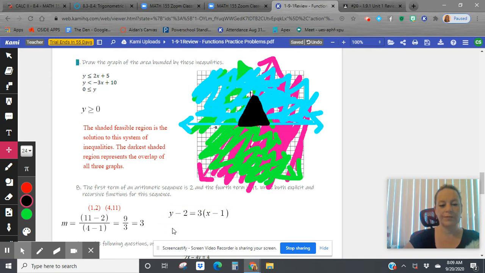Second right answer would be if you used the other coordinate pair. y minus 11 equals 3(x minus 4).